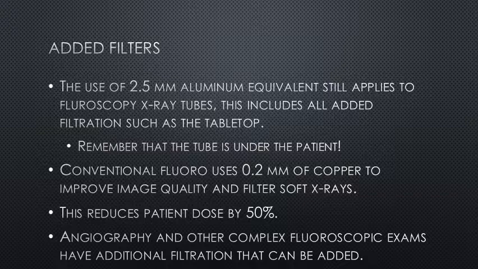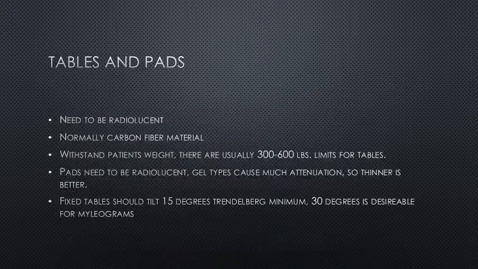Sometimes in conventional fluoroscopy, you might use a 0.2 millimeter thickness of copper to improve the image quality and filter out those soft photons and harden the beam. This actually reduces the patient dose by 50% just by adding this small 0.2 millimeters of copper. Angiography and other complex imaging sometimes require additional filtration to be added.